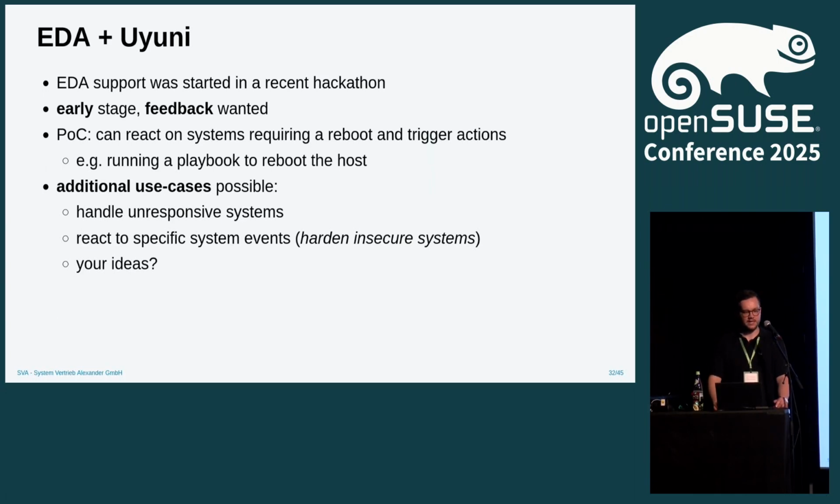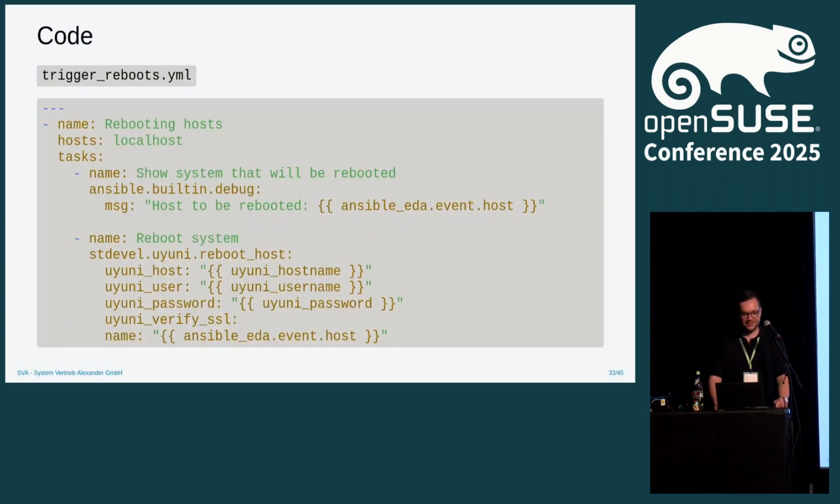I think there might be better use cases. So maybe a system that gets unresponsive could be rebooted automatically. Or let's say a system becomes insecure, so the OpenSCAP score decreases, then maybe you want to automatically run a hardening playbook once again. And of course, if you have any ideas, feel free to reach out on GitHub or talk to me at the conference. So this is just a POC. Don't get too excited. But this is what it would look like.